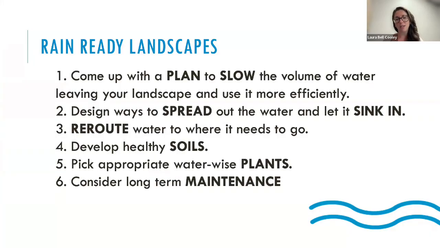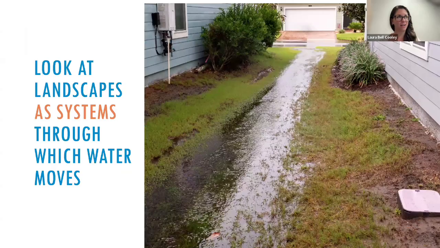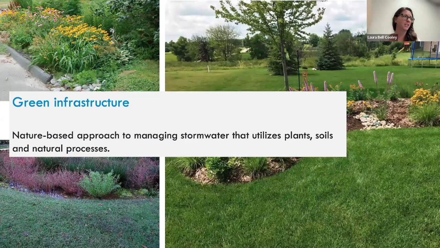Develop healthy soils because that's also part of managing stormwater and letting that water seep back down into the ground. We're going to think about how to incorporate plants and native plants into your design, and then what's the role of maintenance when you're choosing these different practices. Hopefully by the end of this presentation, you're going to look at your landscape as more of a system through which water moves and less of just a way to manage individual problems. So start thinking about it as all connected.